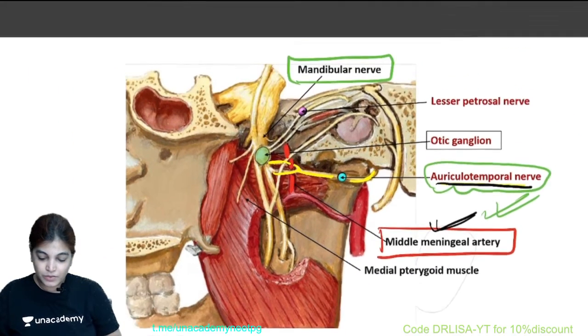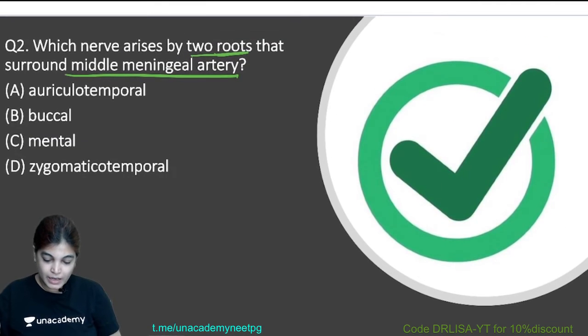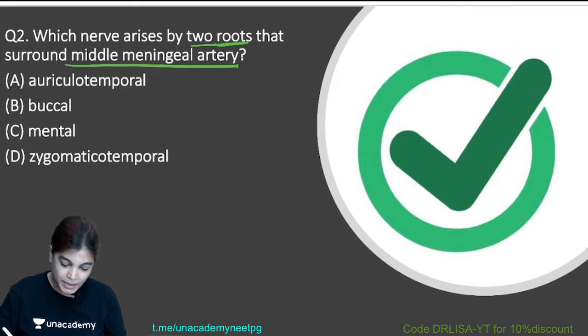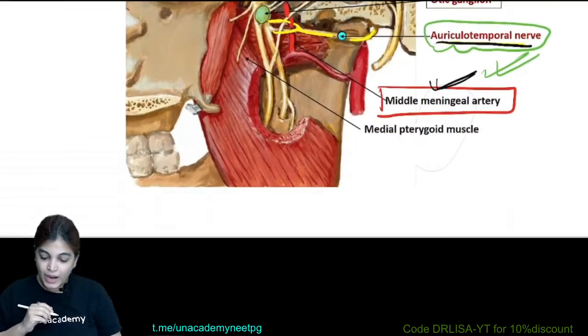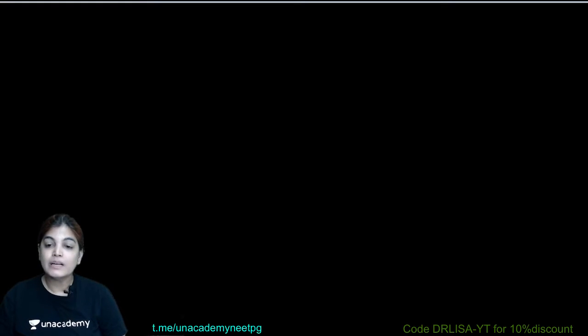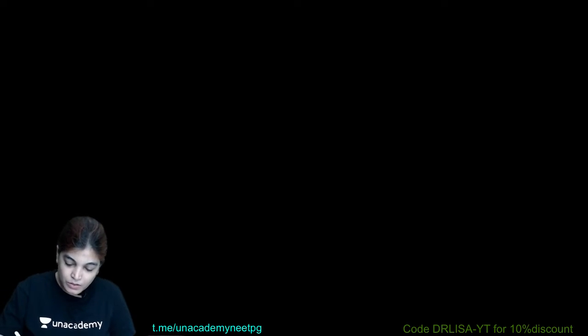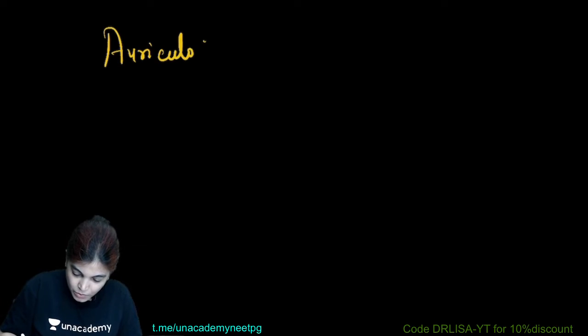So this is clear. We have just approached the right option of this MCQ. The correct answer to this MCQ will be the auriculotemporal nerve, as we have visualized in the diagram. Now I just want to give you the details of the auriculotemporal nerve, as the MCQ has been framed on this topic. So just a few important lines about the auriculotemporal nerve. Write down auriculotemporal nerve.